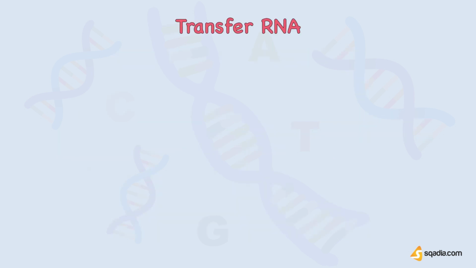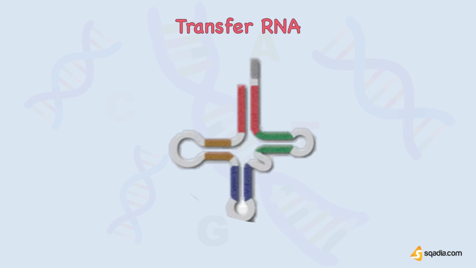Now comes the transfer RNA that will read the codon on the messenger RNA and make the anticodon sequence for it. This is the typical structure of transfer RNA. This is 5' and this will be the 3' end.